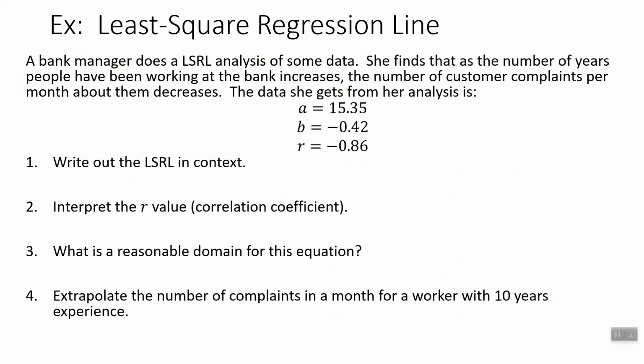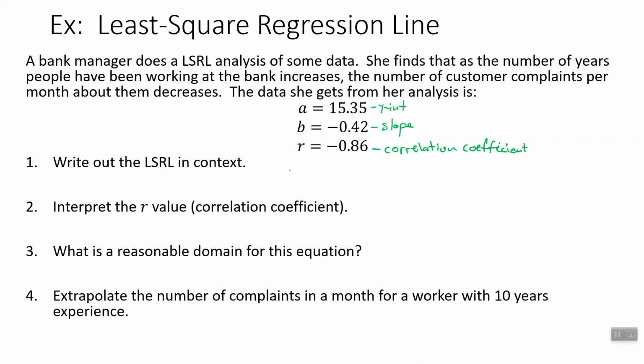So a bank manager does a least squares regression analysis on some data. She finds that as the number of years people have been working at the bank increases, the number of customer complaints per month about them decreases. The data she gets from her analysis is A is 15.53, B is negative 0.42, so this is our slope. This is our y-intercept. And R is our correlation coefficient, negative 0.86. All right, we'll talk about R squared later.